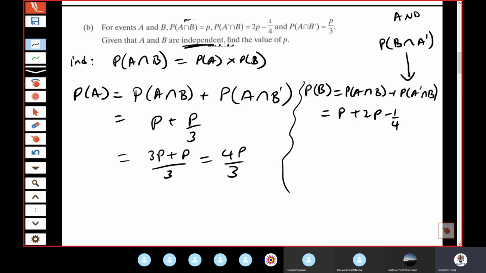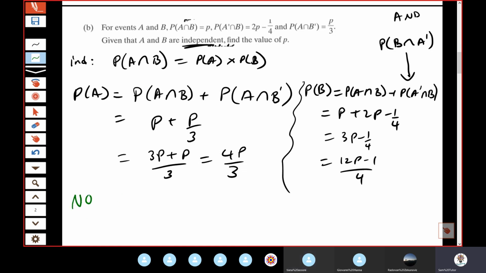All right, where was I? This becomes 3P minus a quarter. Again, up to you. I didn't make it a common denominator before, but I'll do it this time. 12P minus 1 on 4. Any questions at this stage? No.